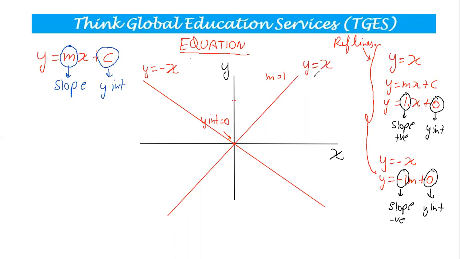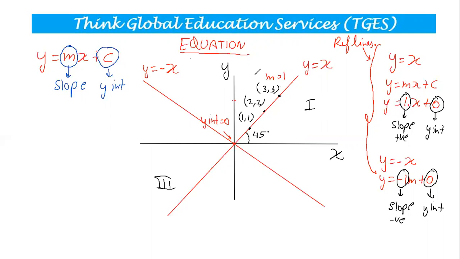Now why so? Because as you can see, y is always equal to x in the first line. So if I try to take some points on this line, I will always have points like 1 comma 1, 2 comma 2, 3 comma 3, and so on and so forth. So this line will exactly pass at an angle of 45 degrees, or I can say it will exactly bisect your first quadrant and your third quadrant. So that's why this is called a reference line, because it always bisects the quadrant.